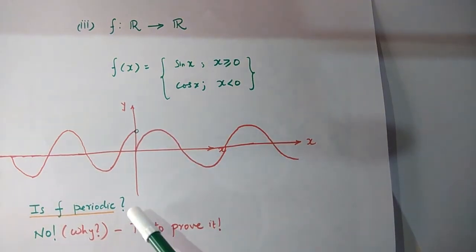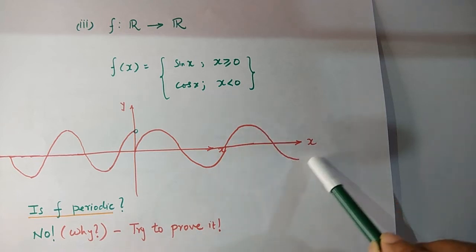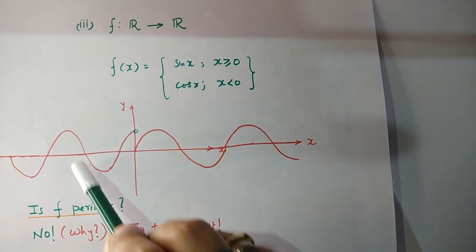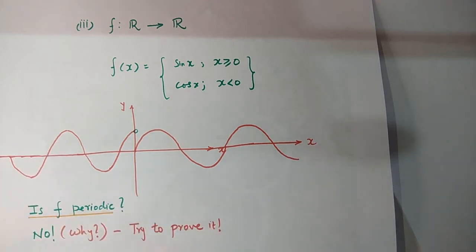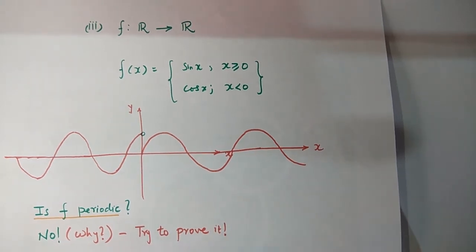I have drawn here the graph of f. So for x greater than or equal to 0, the graph of f is that of the sine function, and for x less than 0, the graph of f is that of the cos function. Now my claim is that f is an aperiodic function. Even though I am not going to prove it rigorously, I can give you a subtle hint.